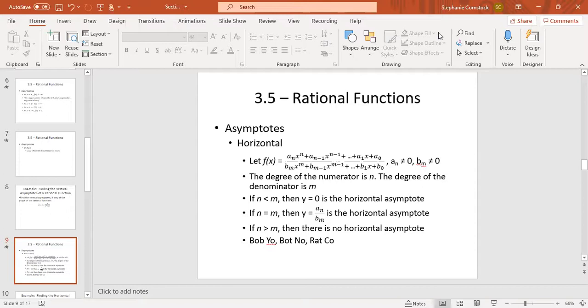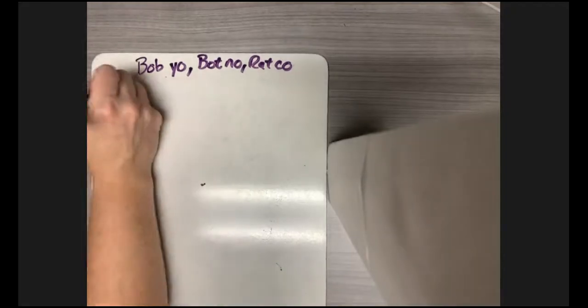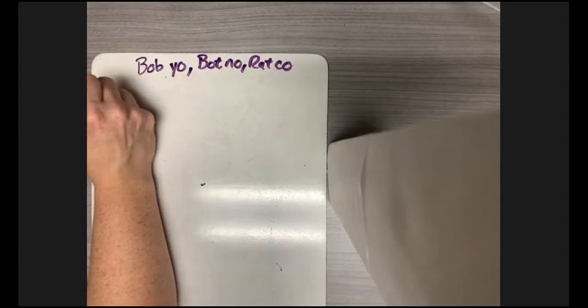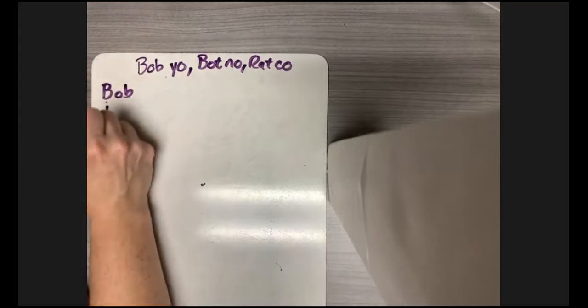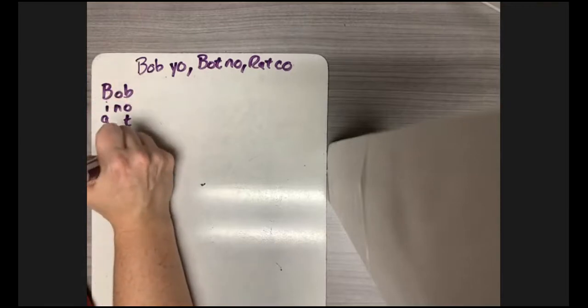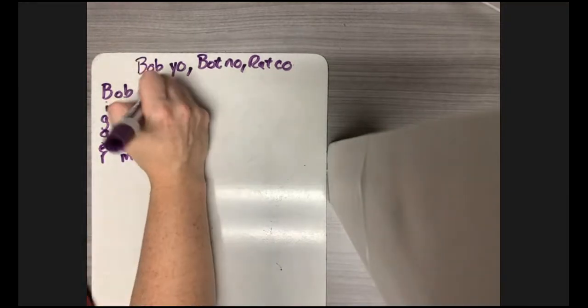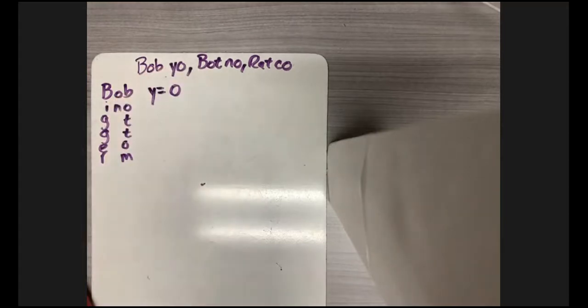Now, they talk about creating some rules, but the bigger thing to remember here is this last line: BOB YO, BOT NO, RAT CODE. Okay, and I'm fixing to explain what that means. So I put it over here on our board. So BOB YO. BOB means bigger on bottom. So if your bigger power is in the denominator, the bigger power is in the bottom, then YO means that y equals 0 is going to be my horizontal asymptote.